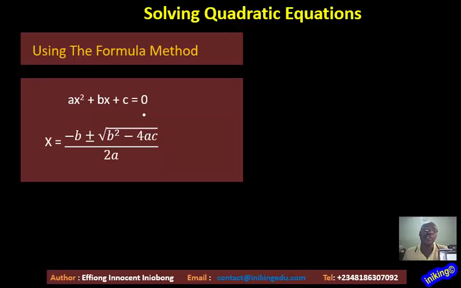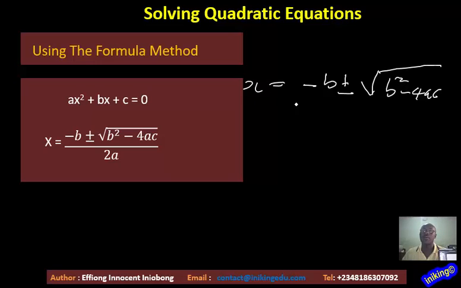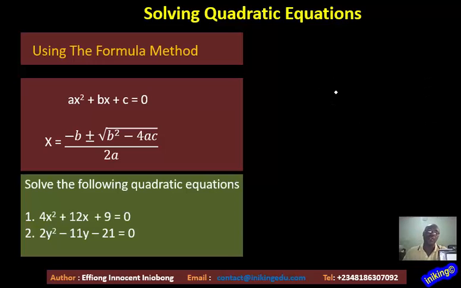But the formula is actually obtained using the method we call the completing the square method, where x, the variable we are looking for, is equal to, as you can see already on the screen there, minus b plus or minus the square root of b squared minus 4ac, all divided by 2a. Let's see how this formula can be applied to solve a quadratic equation.